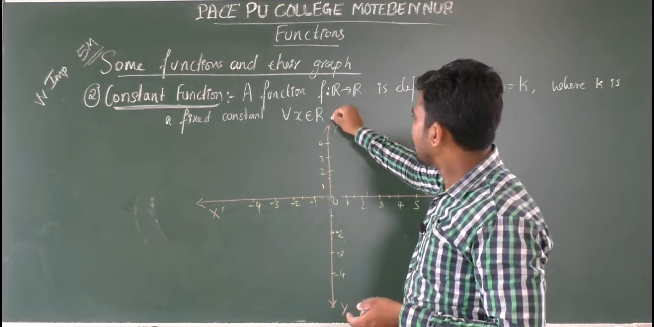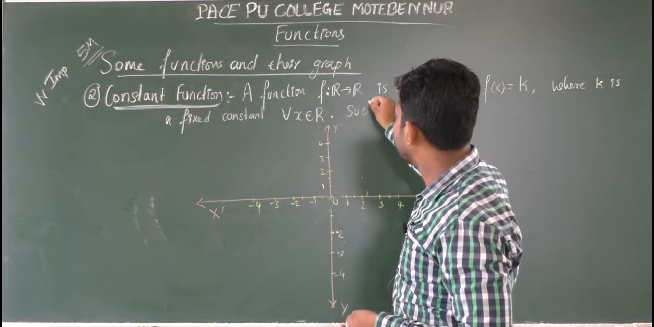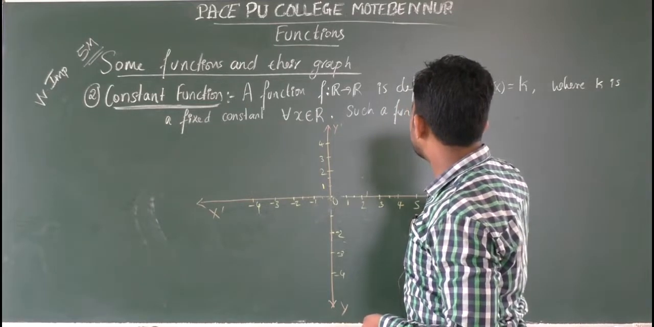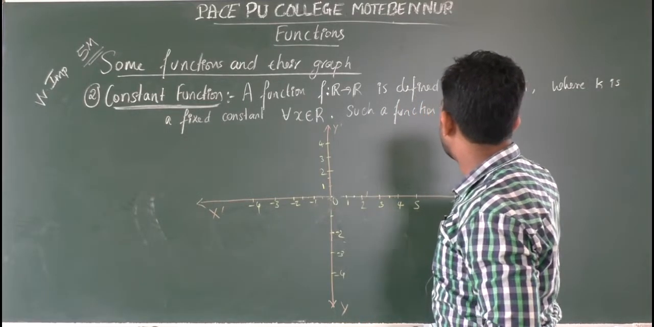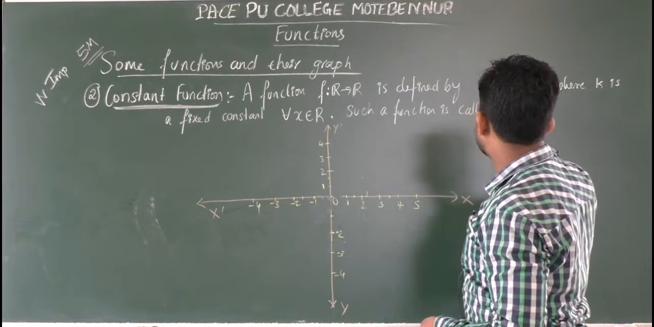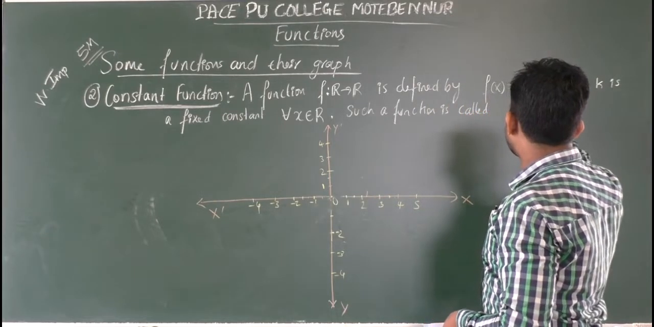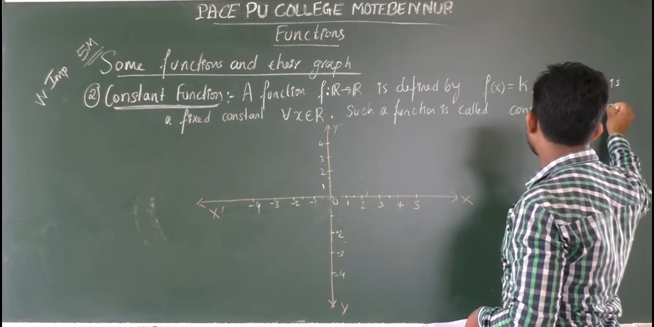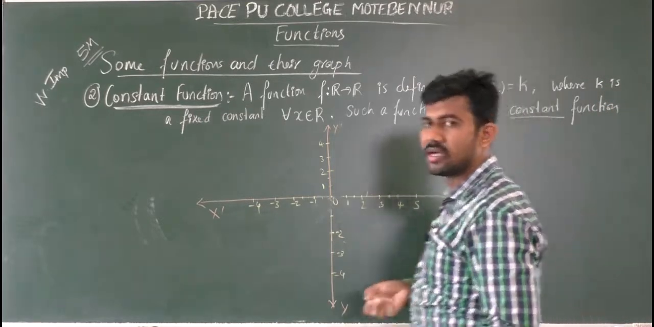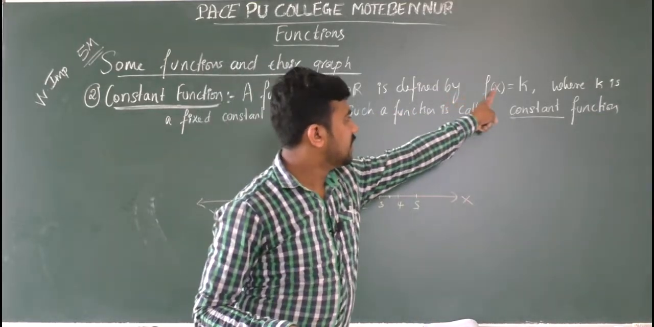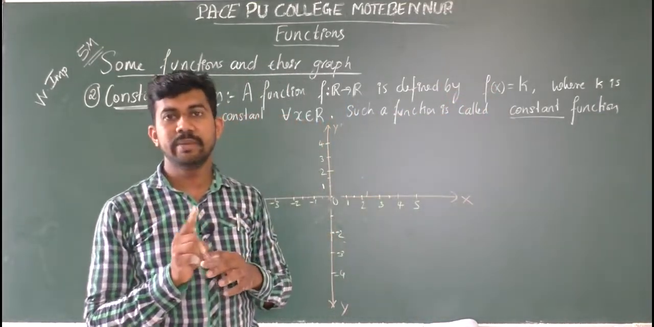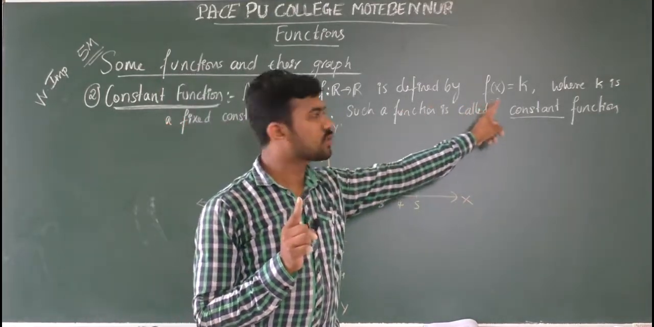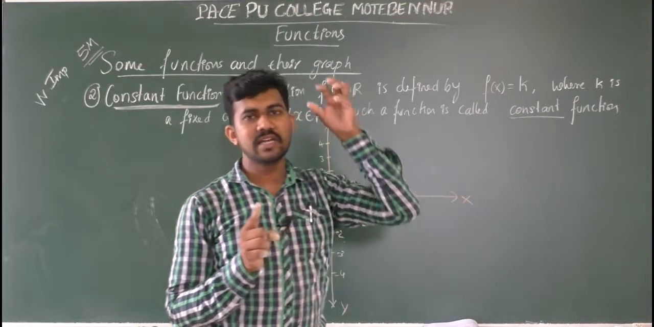Now such a function is called a constant function. So what do we mean here? In a constant function, what will we get? The image of x is a constant, a fixed constant. Image of x is what? A fixed constant. It does not change. It never changes if you consider any number.